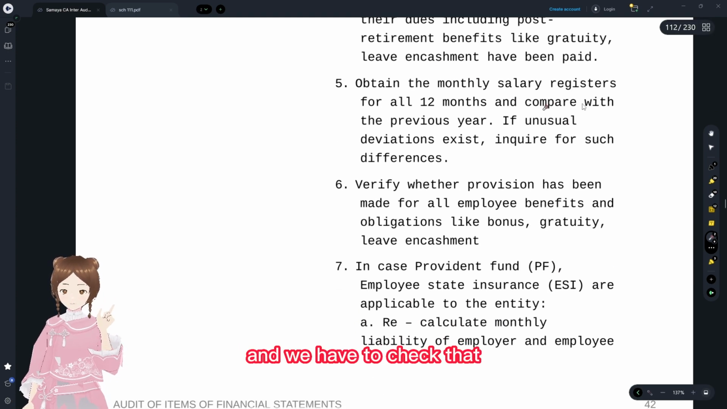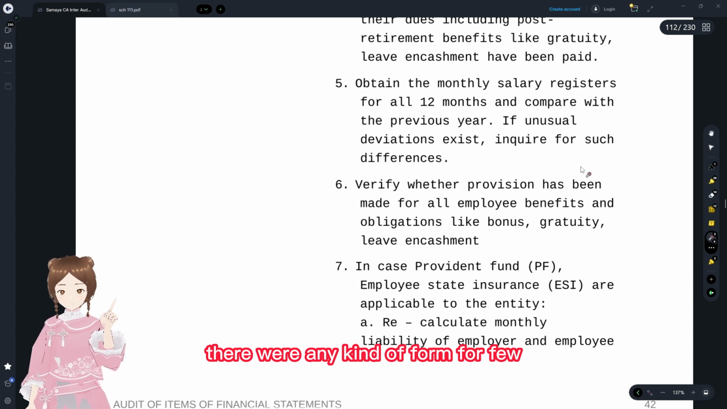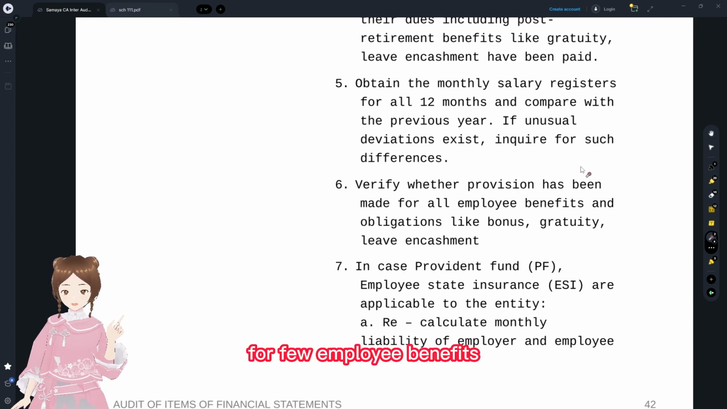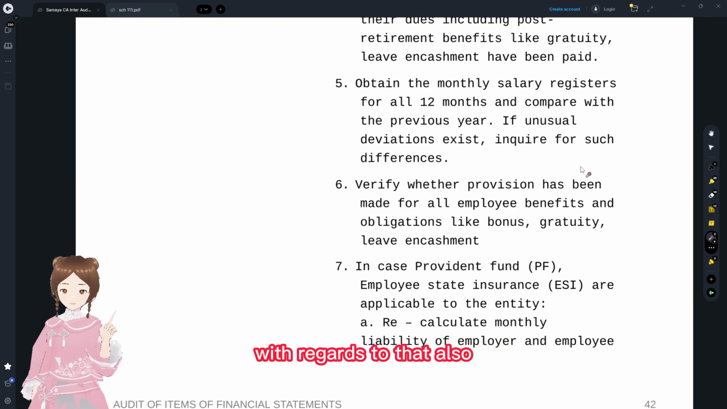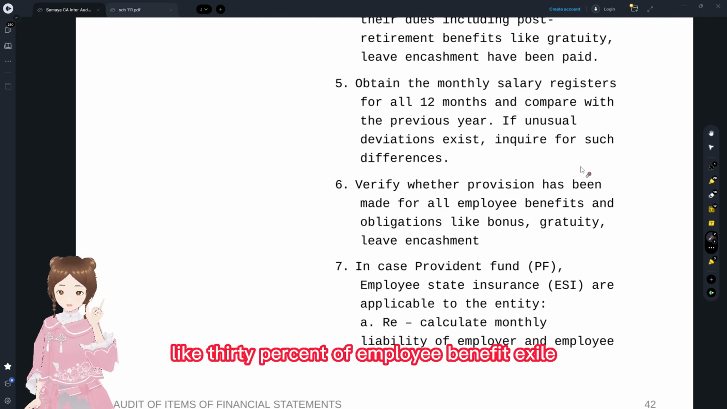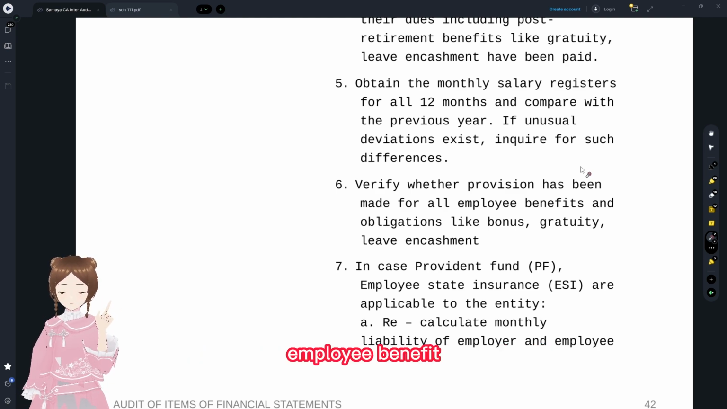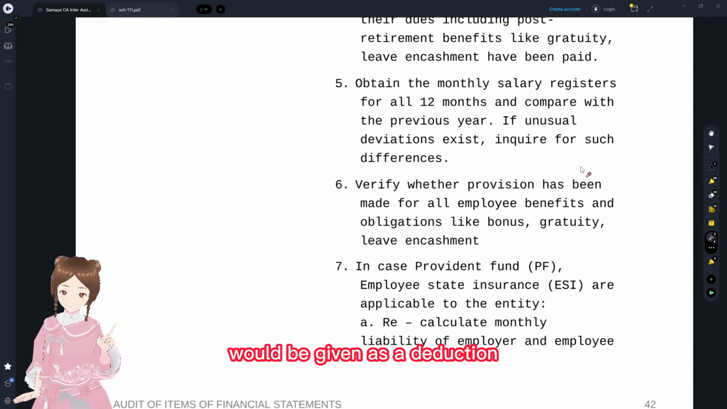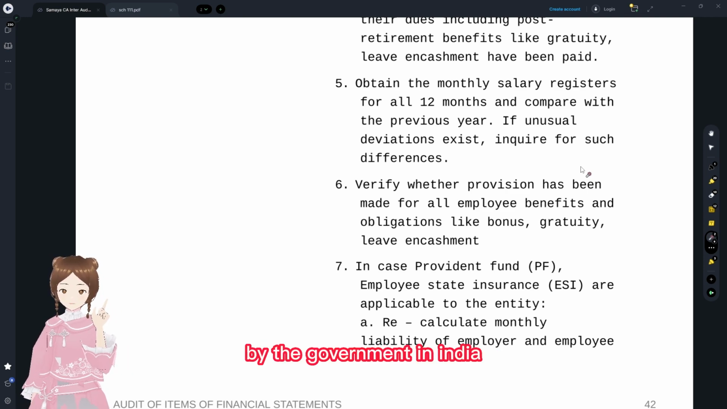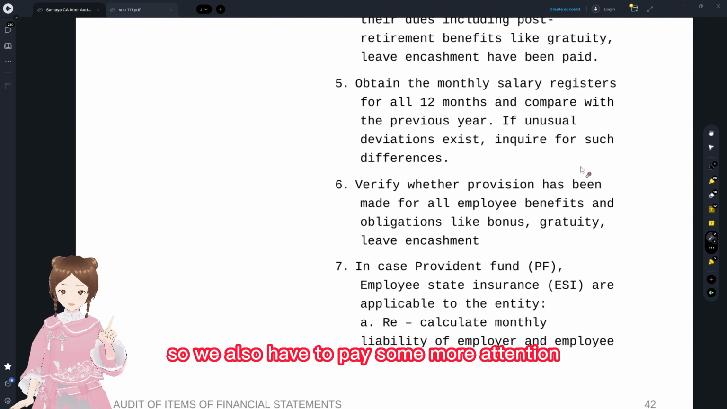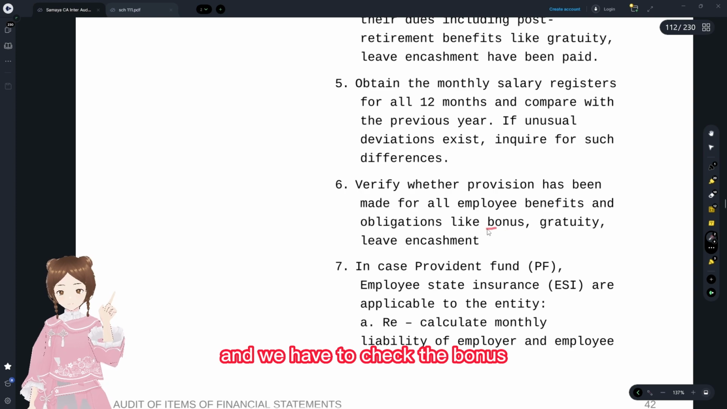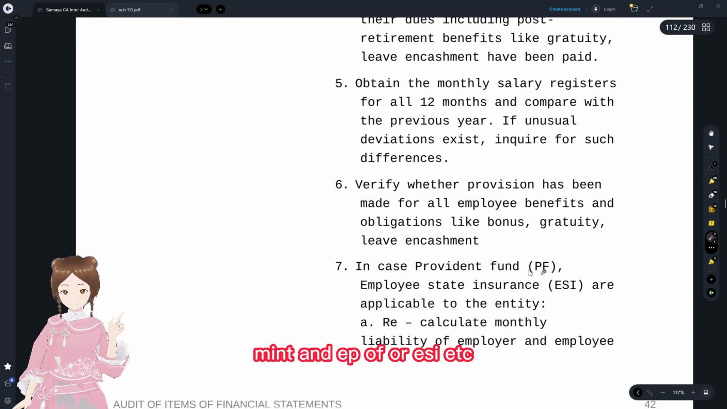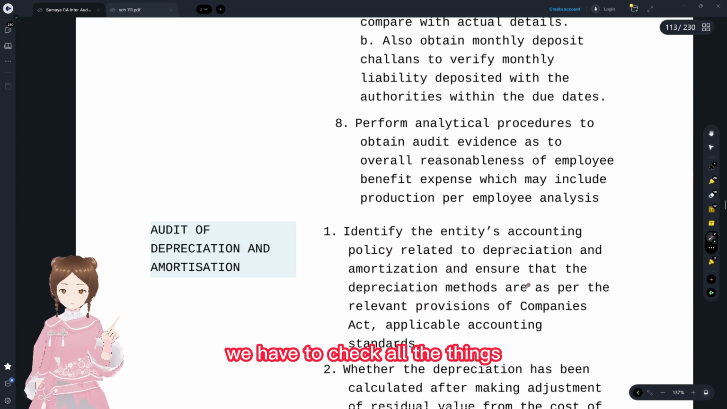And we have to check that for a few employee benefits, a tax deduction is also given. So we have to check the employees with regards to that also, like 30% of employee benefit expenditure is given as a deduction by the government in India. So we also have to pay some more attention with regards to that. We have to check that. And we have to check the bonus, gratuity, leave encashment, any PF or ESI, etc. We have to check all the things.